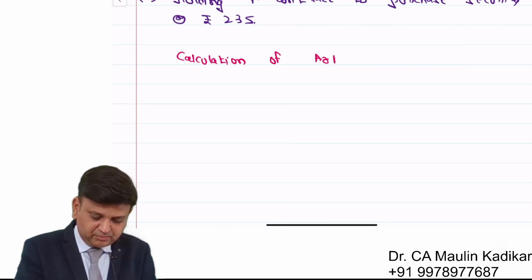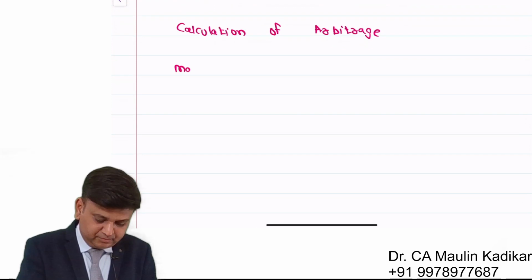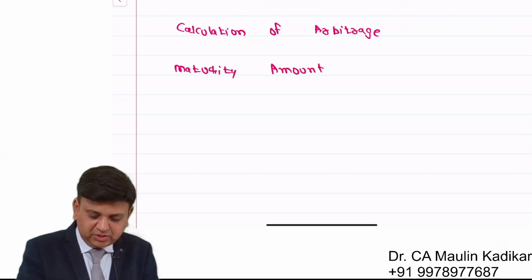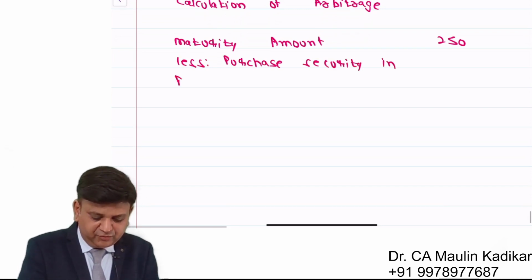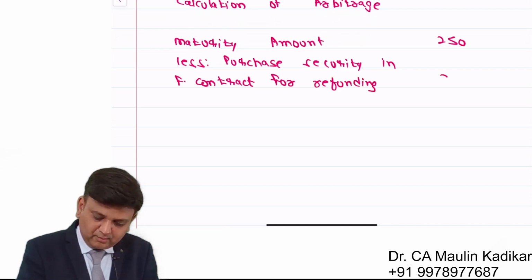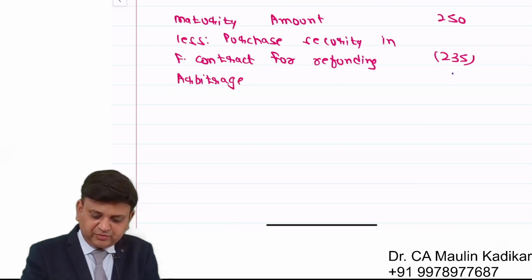Calculation of arbitrage. In that write down maturity amount 250 less purchase security in F contract for refunding 235. So there is an arbitrage of 15 rupees.